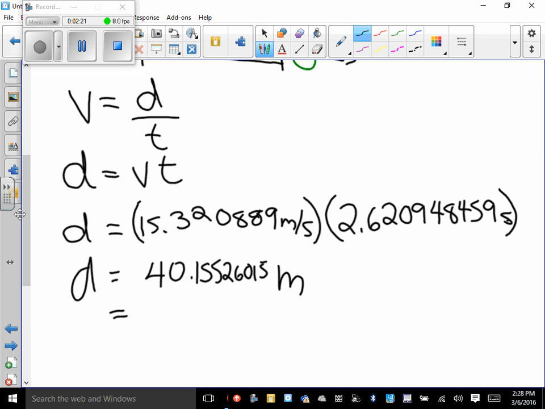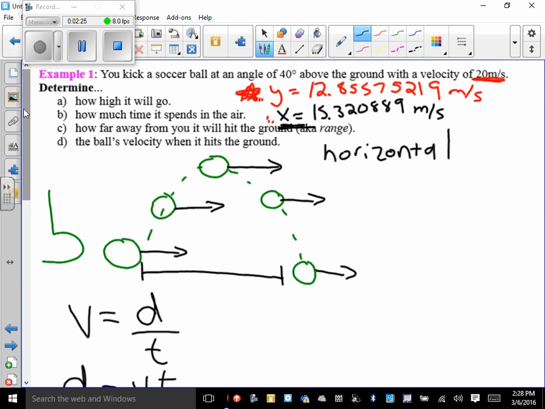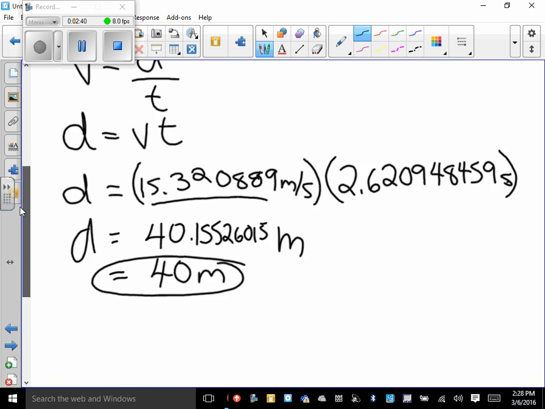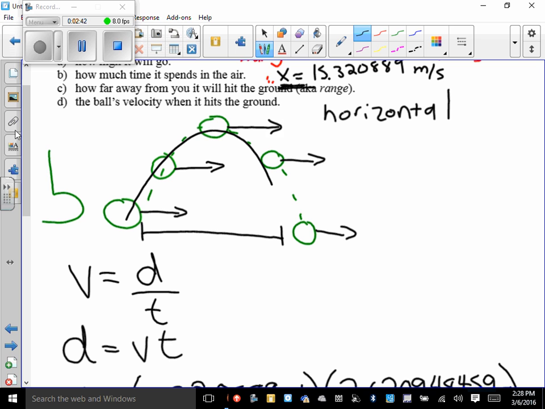How many significant figures? Well, we got this 15 from our original question by using this 20 and the 40, which each have 2. So my final answer can only have 2. Okay, so that's 40 meters. The horizontal displacement when you kick that ball, or that range, sometimes we'll use the word range, is 40 meters.